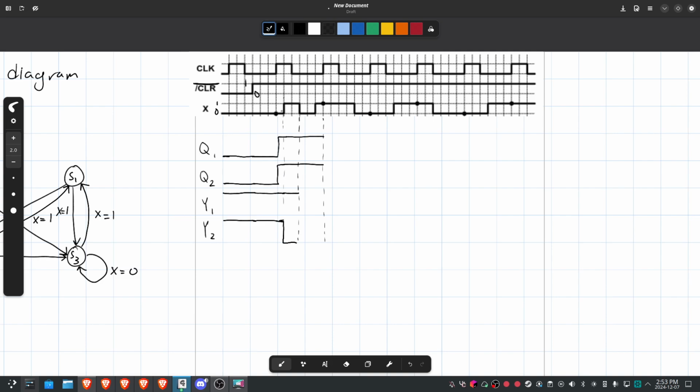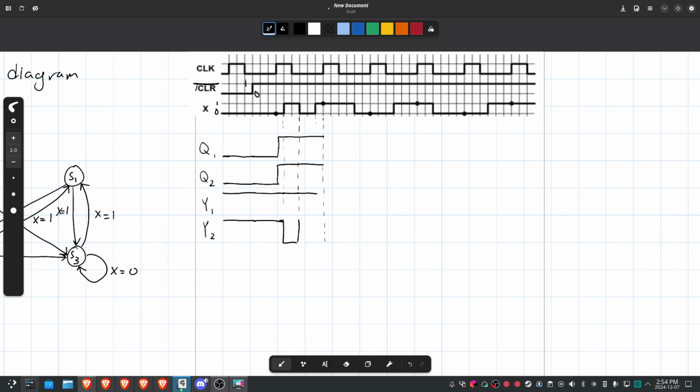Well, this point here is going to be the same as this point here. Q1 is 1, Q2 is 1, and X is 0. So we can just return back to what it was before. Both were high. Or you could just look at the table. They'll both be high.